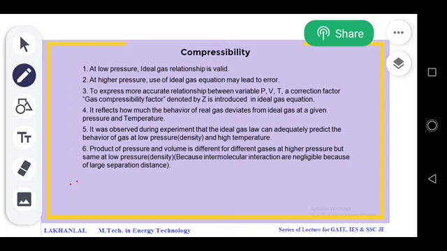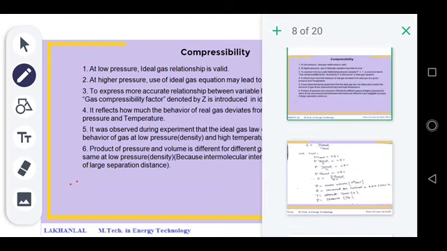It was observed during experiments that the ideal gas law can adequately predict the behavior of gas at low pressure and high temperature. The product of pressure and volume is different for different gases at higher pressure but the same at low pressure, because intermolecular interactions are negligible due to the large separation distance.